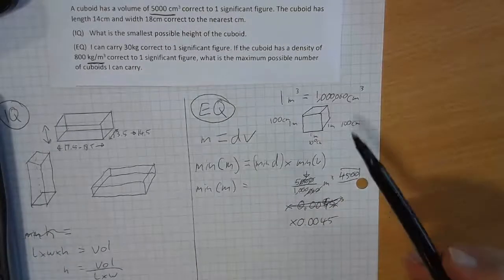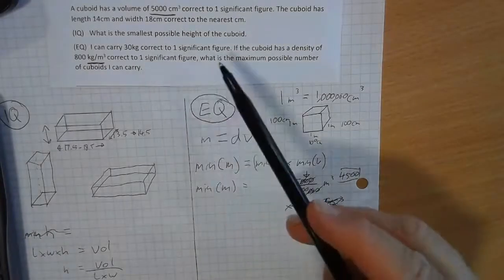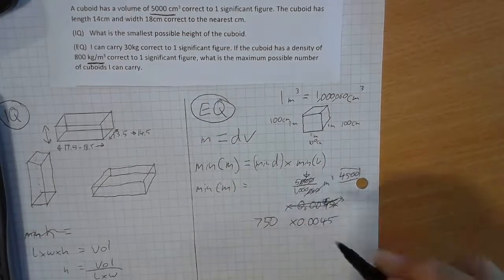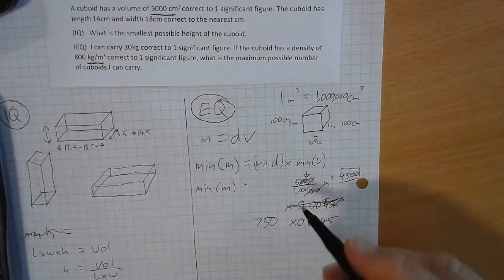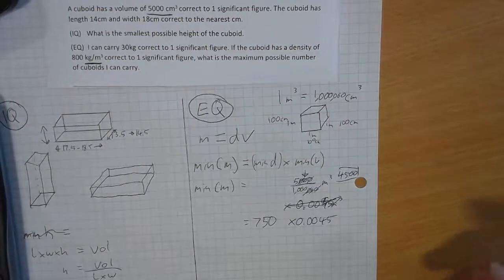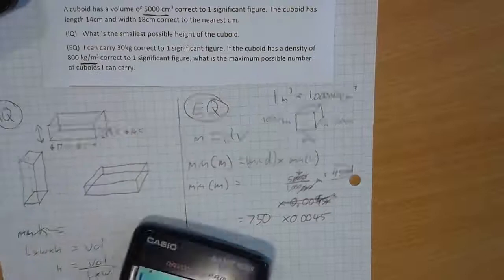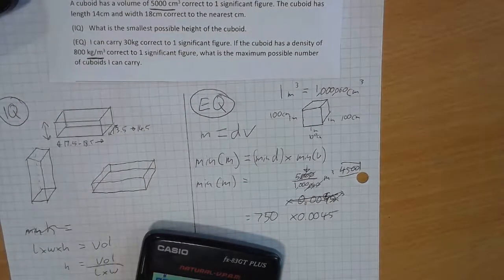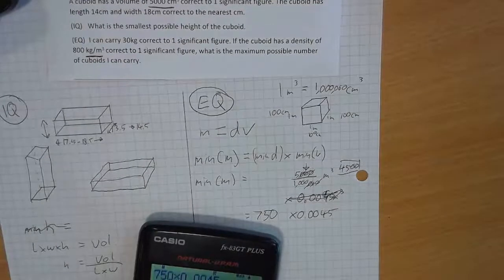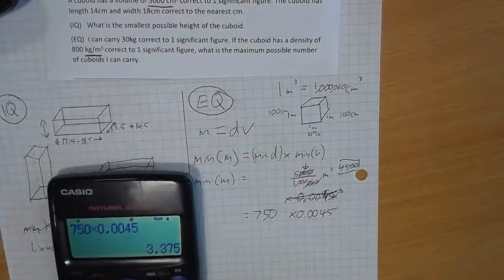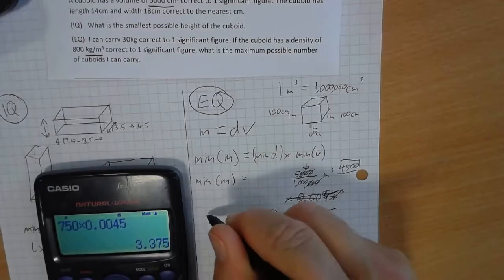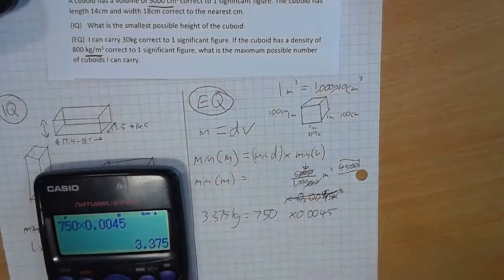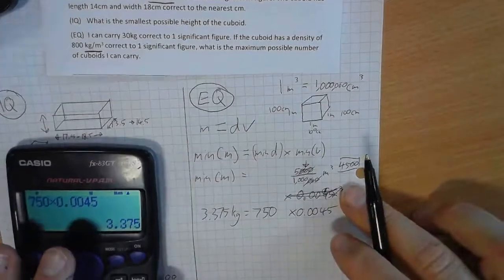And my minimum density, correct to one significant figure, would be 750 kilograms per meter cubed. So I'm going to times these to get my minimum mass. So here we go. 750 times by 0.0045. I want the minimum mass because I want to be able to carry as many as I possibly can. So that's 3.375 kilograms. That's my minimum mass.